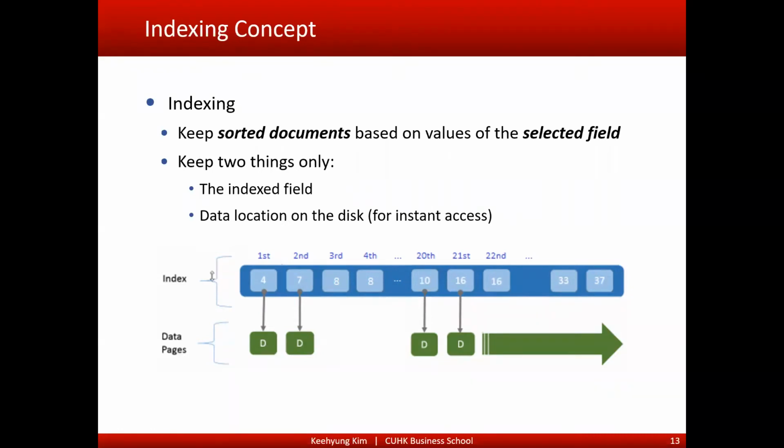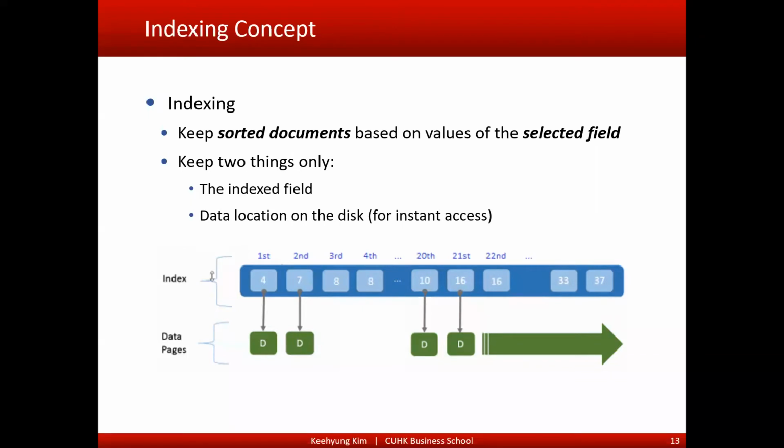So let's just say that you chose the age field. Let's say each document represents a user's information, and you want to search for a certain user based on their age, based on how old they are. Then you may use the age field to make an index. So if you use the age field to make an index, basically the index will be like this on the top here.